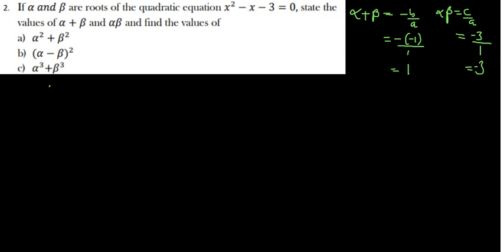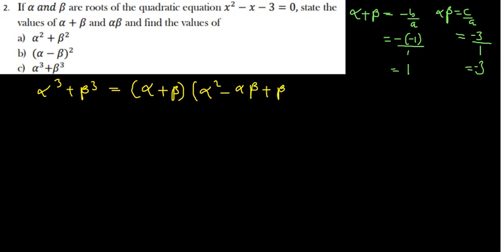We have got alpha to the power 3 plus beta to the power 3. What is the identity that we use for power 3? Every time you have got power 3, you write alpha plus beta in brackets, and then you are going to have alpha squared minus alpha beta plus beta squared. So this is the identity that you are going to use.